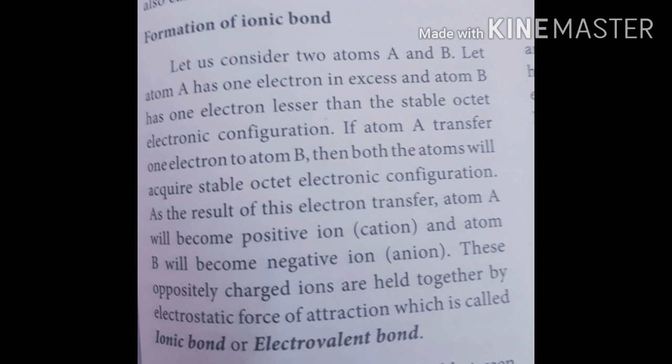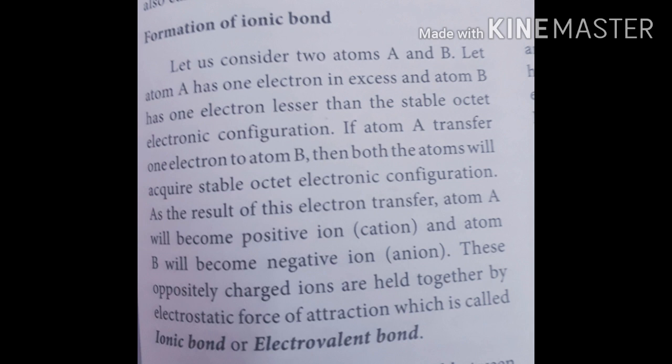So what will happen? Atom A will donate an electron, atom B will receive an electron. By losing the electron, atom A becomes a positively charged ion, that is a cation, and by gaining an electron, atom B becomes a negatively charged ion, that is an anion. These oppositely charged ions are held together by electrostatic force of attraction, which is called an ionic bond. Hope you understand how this ionic bond is formed.